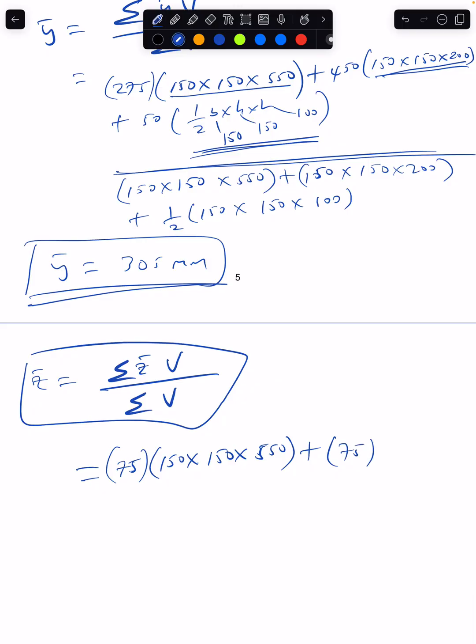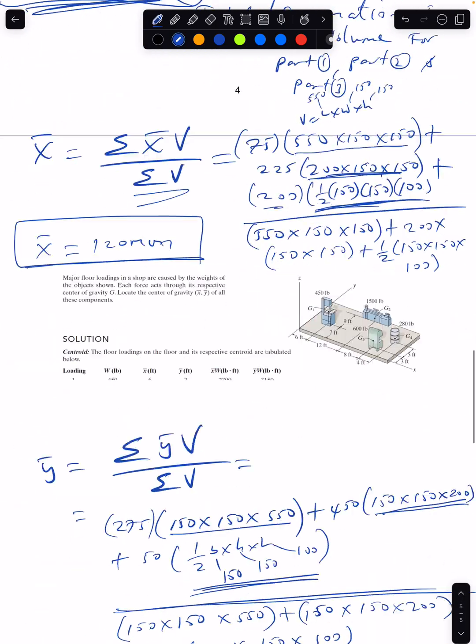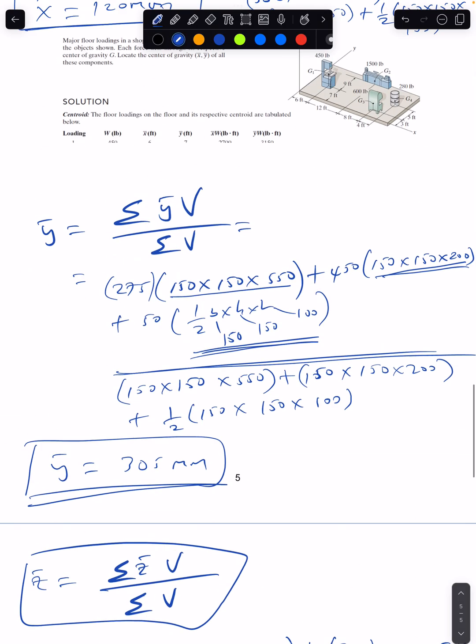And what is the volume? Volume is still length times width times height. So I will still have 150. Remember, I'm just talking about the volume of this piece. So I have 150 times 150 times 200. And now I move to part 3.